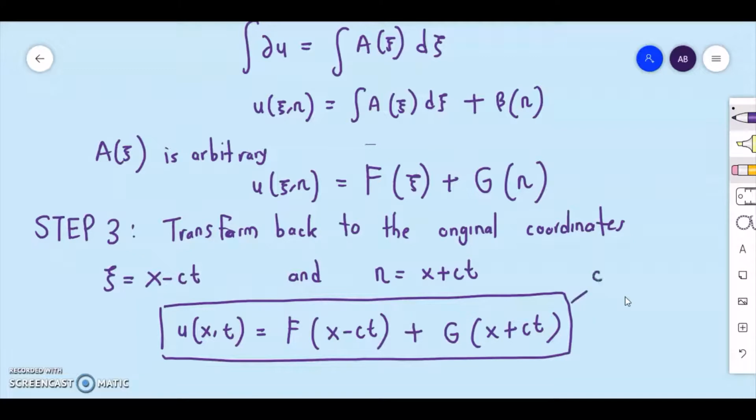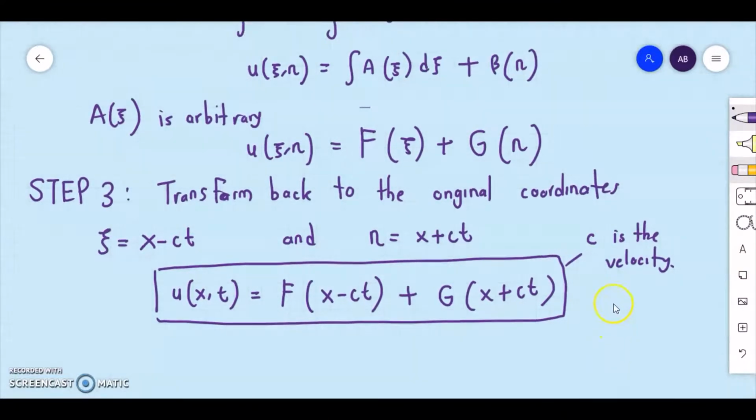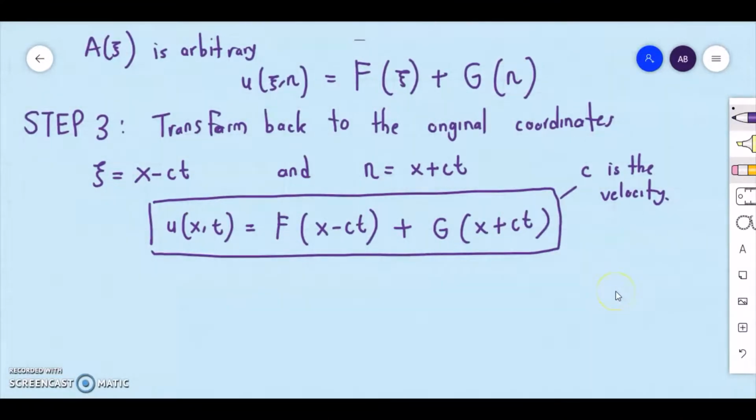So I must say that c is the velocity. This is the one we have seen earlier on in my previous video. Now, continuing the solution, we have step number 4. What is step number 4? We want to apply the given conditions.